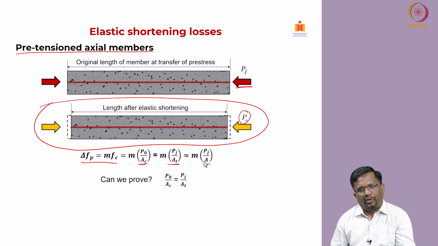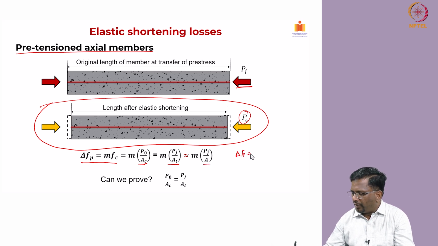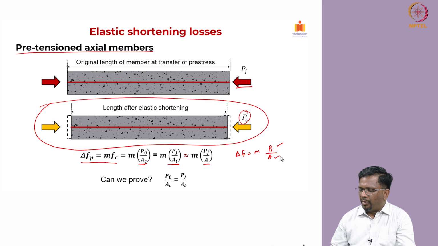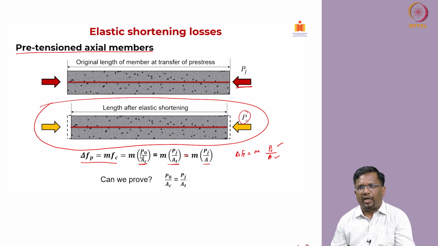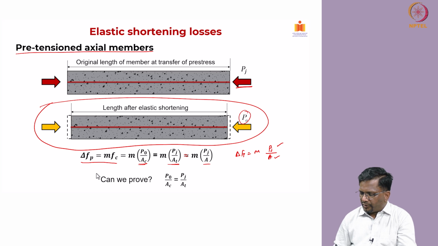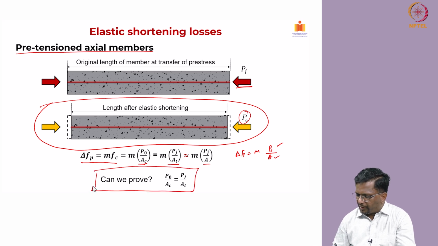So, quickly you can calculate your delta Fp in the form of modular ratio times Pj by A, because it is very simple, right. We know Pj and we know the cross section area, but we do not know P naught. That is the reason we are trying to calculate the stress loss due to elastic shortening in terms of the initial applied force and the cross section area. We can also prove that P naught by AC is equal to Pj by AT.